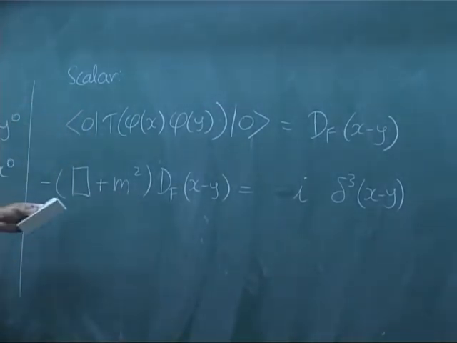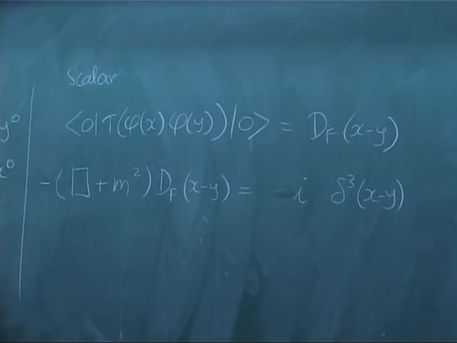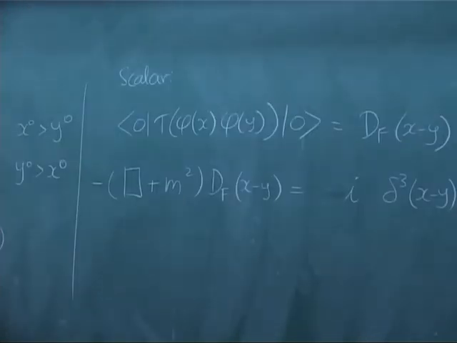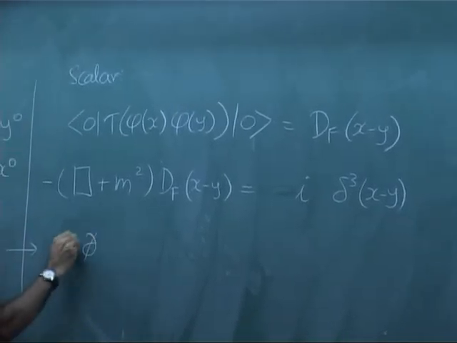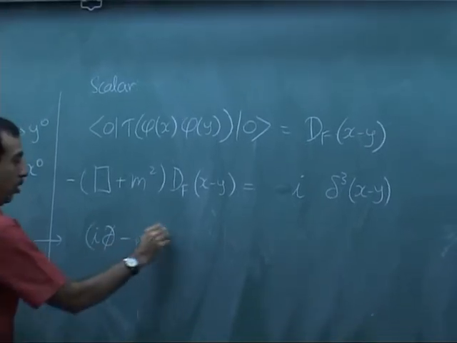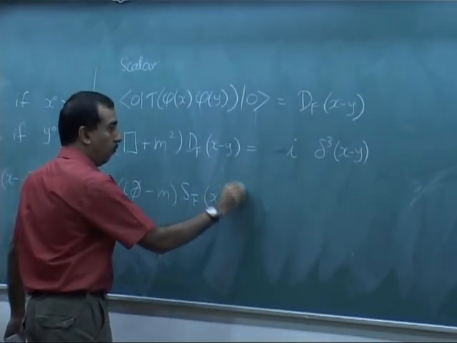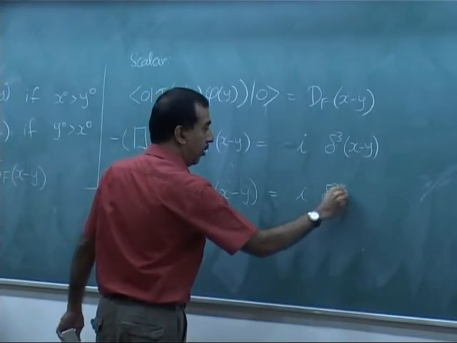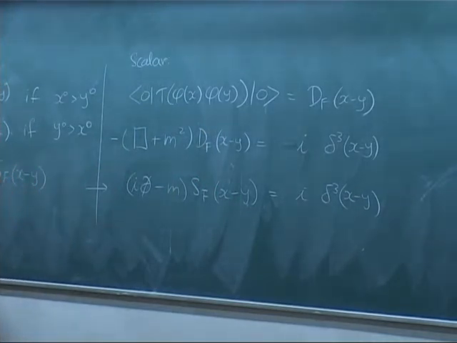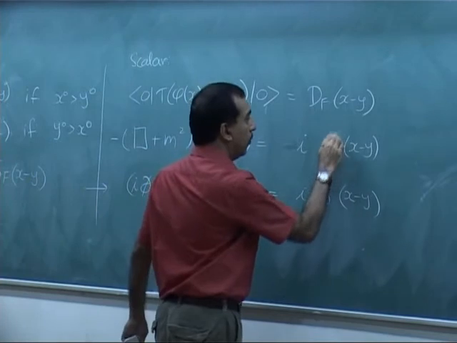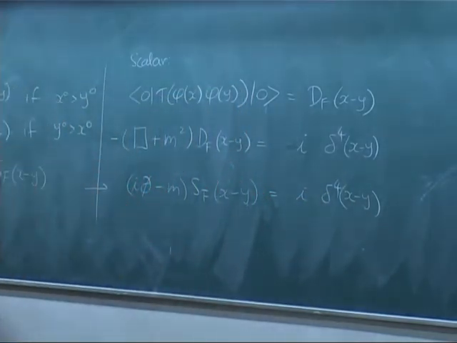This is the Klein-Gordon operator you get when you write the Lagrangian after one partial integration, and it acts like this. So therefore, this one, which we'll call SF, S for spinor, so it's the Feynman propagator for a spinor, should satisfy i del slash minus m on SF equals i delta 4 x minus y. Thank you. Good.